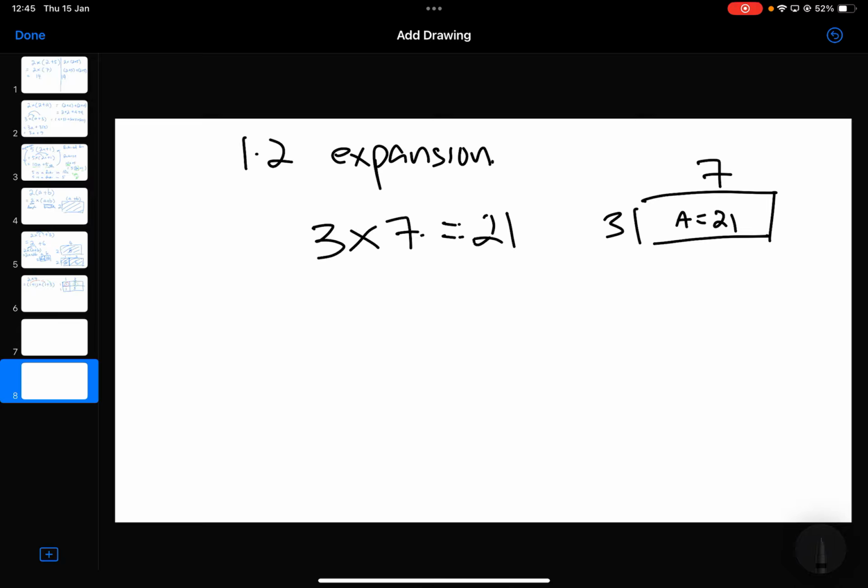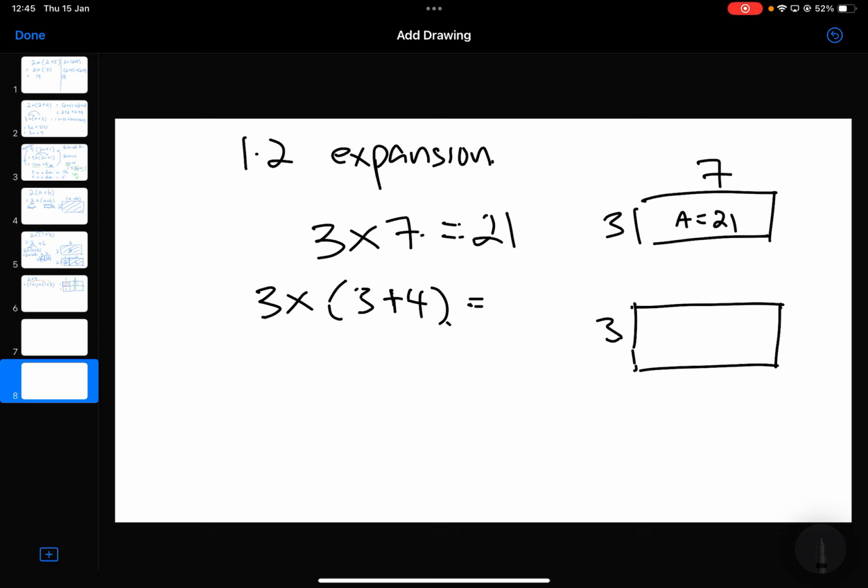For whatever reason, maybe I'm crazy, but I don't like to write 7 as 7. I like to write 7 as 3 plus 4. Then it is no different. It is still 7, just that I break it down into 3 and 4. The side is still 7 when added up. Then my breadth is still 3.